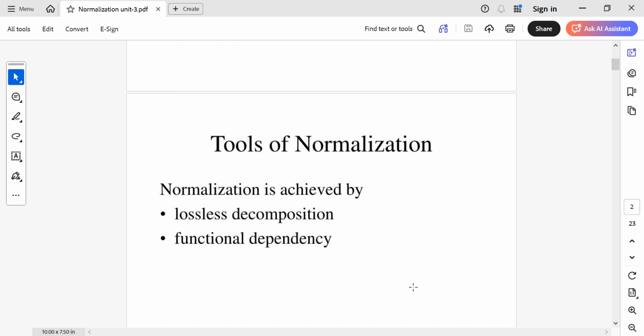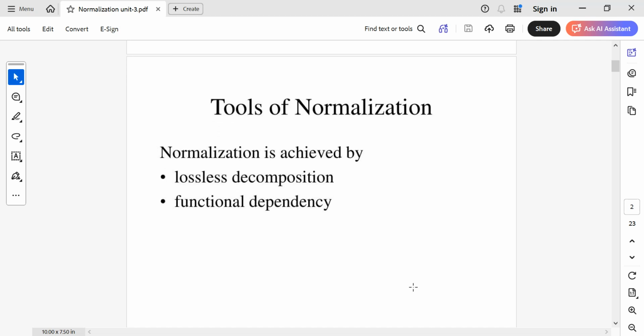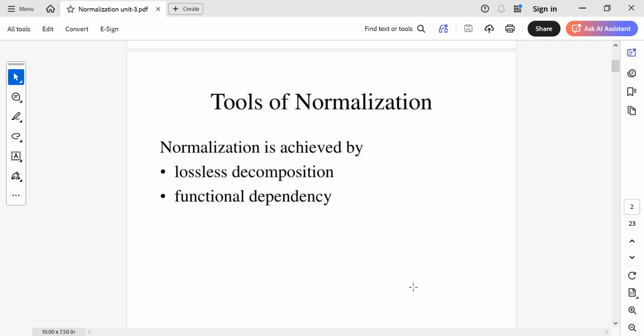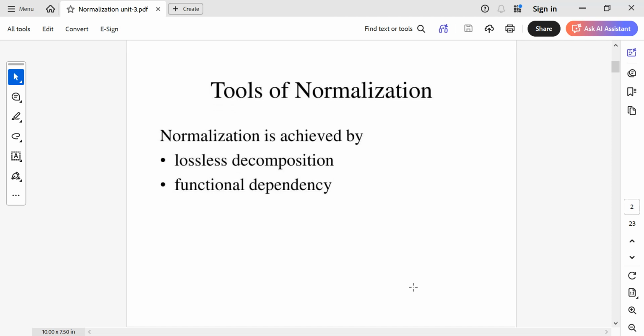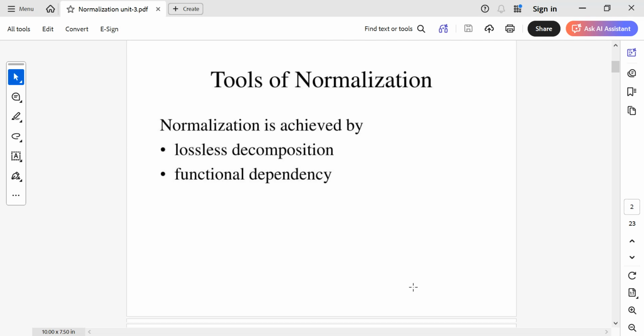Normalization is achieved in two ways. One is lossless decomposition, another one is functional dependency. Lossless decomposition means we are dividing the table as much as possible without losing the original data. Then functional dependency means one attribute is dependent on another attribute in a table. So what is an attribute? An attribute is nothing but the column name in a table. We will see deeply what lossless decomposition is and what functional dependency is.